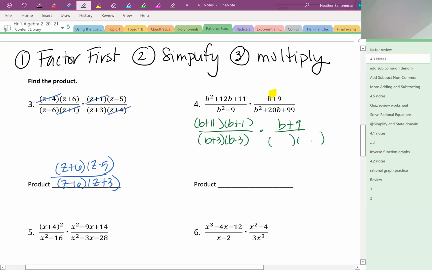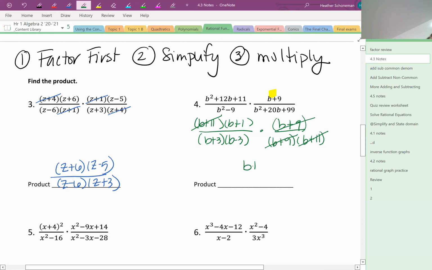On this one, the two numbers that multiply to 99 and add to 20 would be 9 and 11. Now, because there was nothing we factored, this becomes a group. When something is attached with plus and minus, it becomes a group, and so we can't separate it. So now we're just going to cancel matching groups. The b plus 11s cancel, the b plus 9s cancel, and there's nothing else.